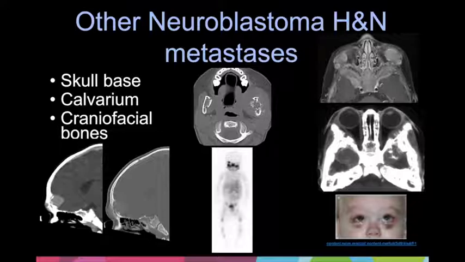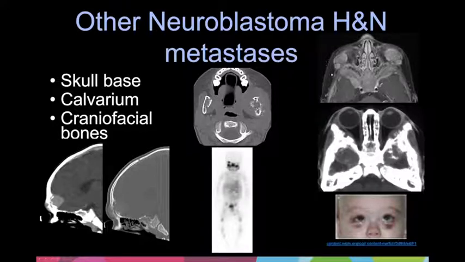When they occur in these locations, metastases almost always demonstrate aggressive periosteal reaction associated with enhancing soft tissue mass, as we see in this patient with a frontal bone metastasis. Another patient with aggressive sunburst type periosteal reaction and a large soft tissue mass, and a patient with a mandibular metastases. And when the metastases occur in the bilateral skull base, the children may present with raccoon eyes.